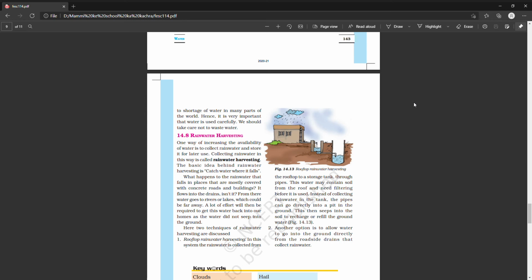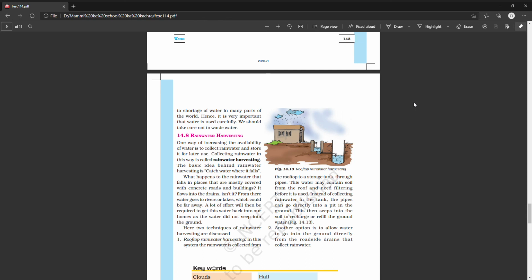What happens to the rainwater that falls in places that are mostly covered with concrete roads and buildings? Obviously, all this water will flow down into the drains, isn't it? From there, water goes to rivers or lakes, which could be far away. A lot of effort will then be required to get the water back into our homes as the water did not seep into the ground. From concrete grounds or the roads, the water will not seep into the ground and therefore there will be less groundwater available. Here, two techniques of rainwater harvesting are discussed.